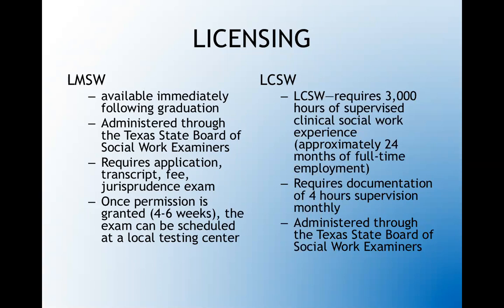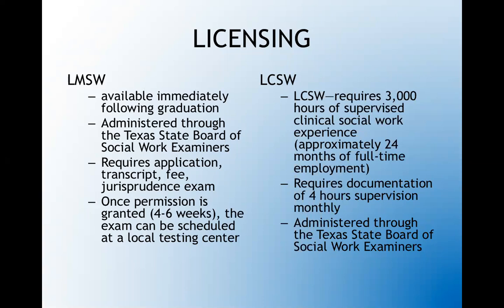So the LCSW is really for people who feel like they want to diagnose and treat mental illness in terms of their employment. So in order to get an LCSW, you must first become licensed with your LMSW. And then you need to find a position where you're doing supervised clinical social work that is approved by the Texas State Board of Social Work Examiners. You need 3,000 hours, which typically comes out to about 2 years of full-time employment. And during that time, you have a supervisor who provides documented supervision to you for at least 4 hours a month.